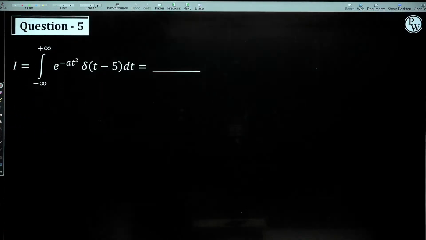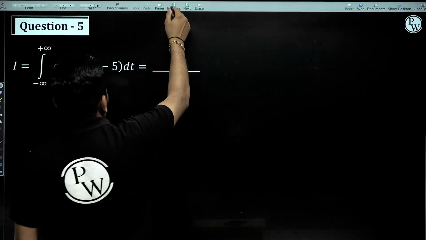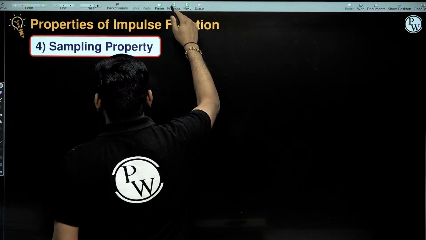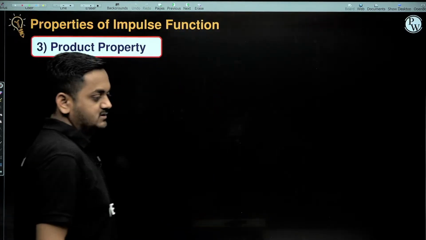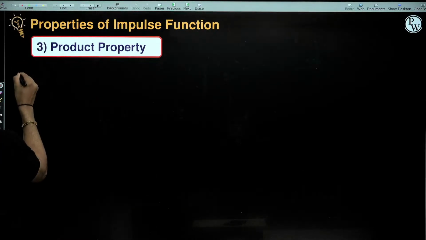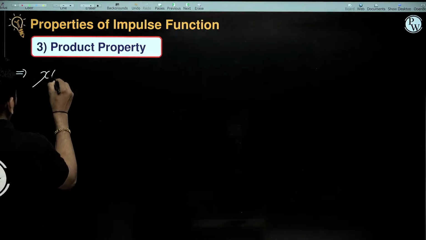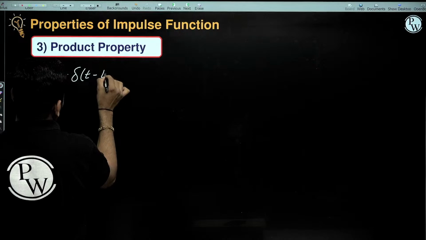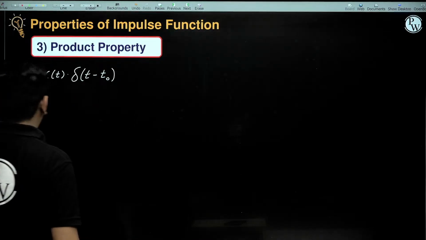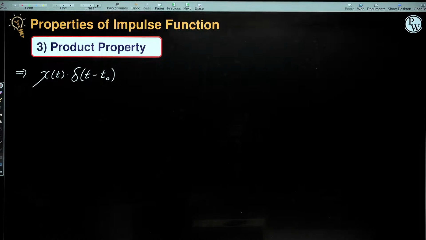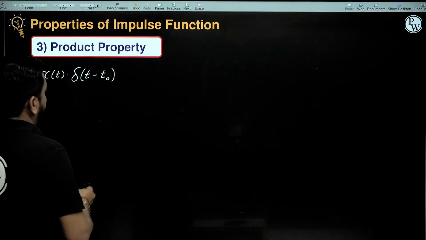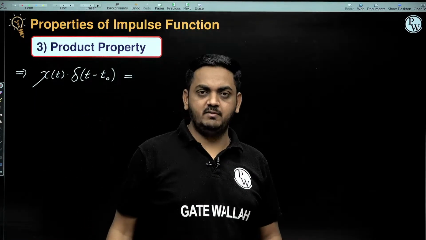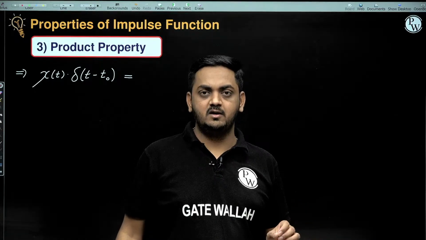This is based on the scaling property, the 4th property. Now the next property, the product property. This property says that if any general signal x of t is multiplied with an impulse located at t naught, then it is nothing but an impulse only, the same impulse, but now its area is different. We can say its weight also.